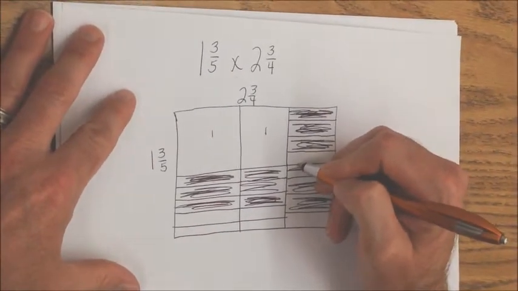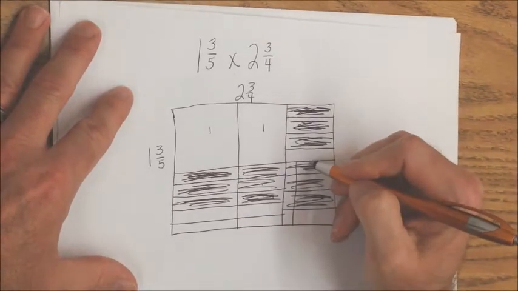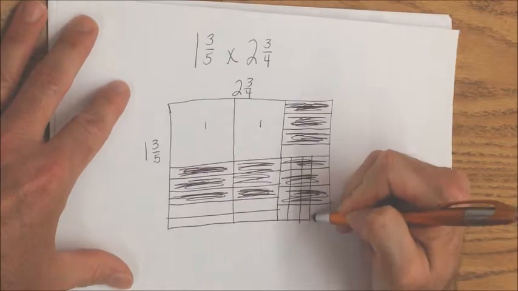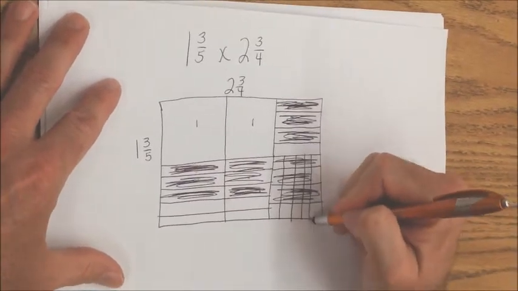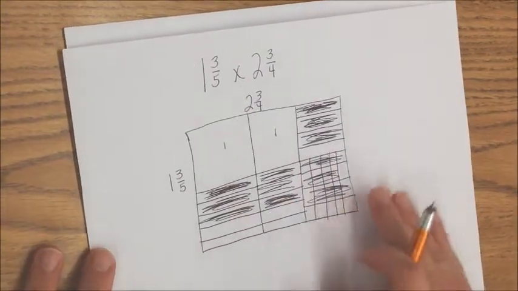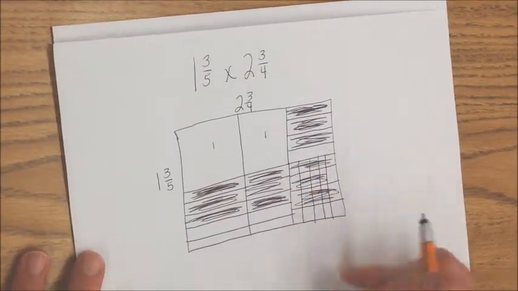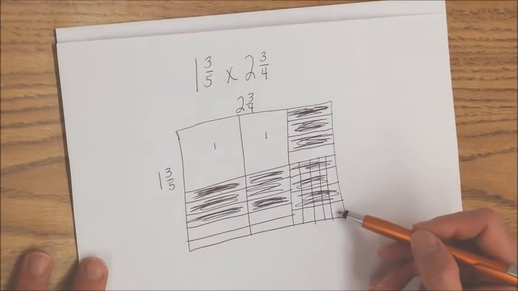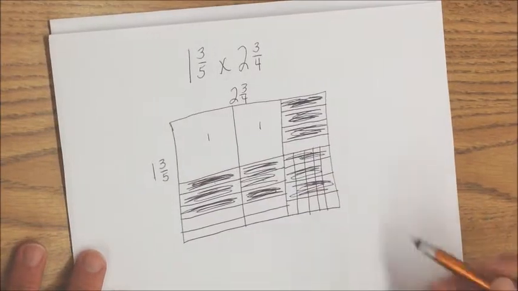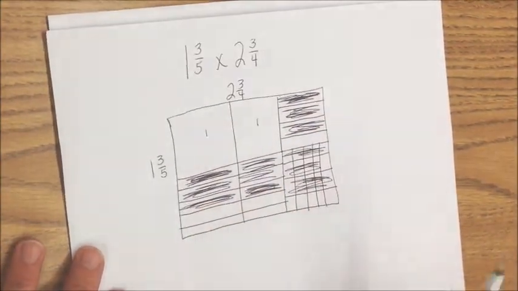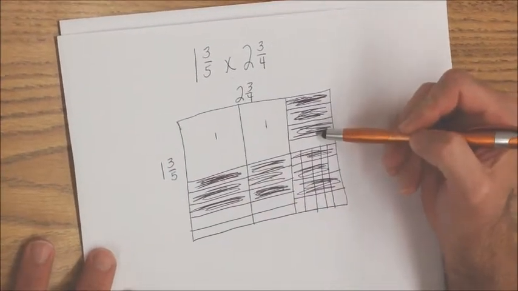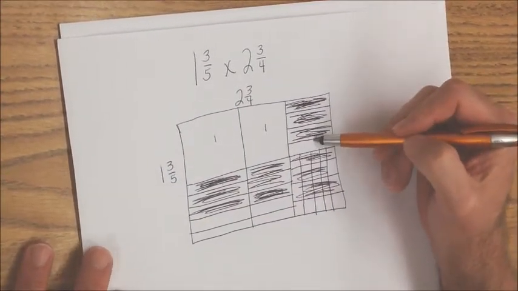So here is 1/5, 2/5, 3/5, 4/5, and then 5/5. So if I look at this here, this whole has now been renamed into 20ths. So I want to have common denominators with my fractional parts, so I need to rename each of these sections into 20ths as well. Up here this is 3/4, so I need to rename that into 20ths.